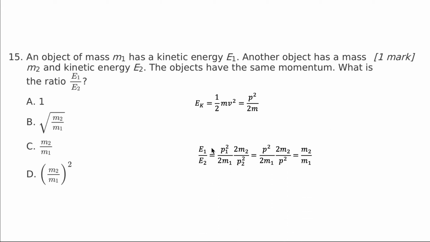E1 over E2 is just the ratio of the two kinetic energies. P1 squared over 2m1 divided by P2 squared over 2m2, and then you flip it because we are dividing by that quantity there. So our P1 and P2 are on the top and bottom here. We are told in the question that they have the same momentum. I'm going to call that P. Well, those P squareds can cancel each other, as can the 2s, and we're left with m2 over m1, which is why the answer there is C.